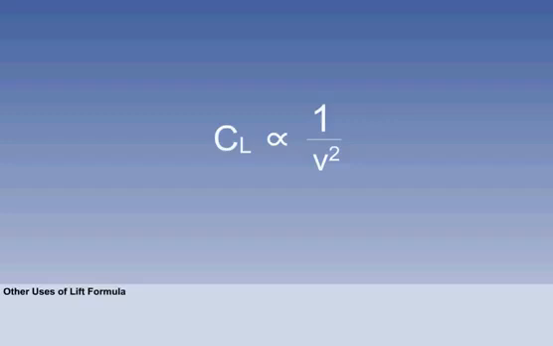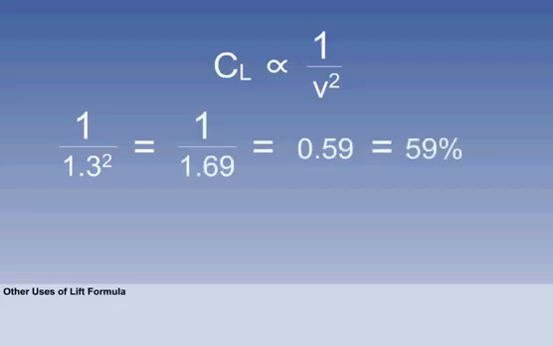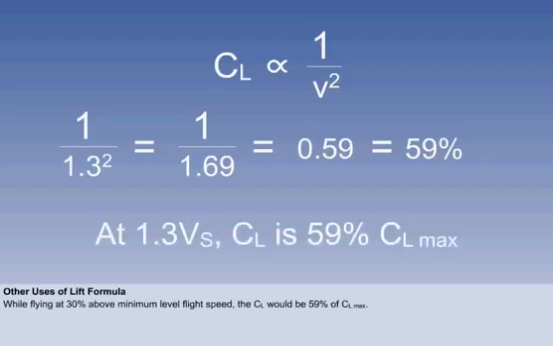30% above can be written as 1.3. So 1 over V squared becomes 1 over 1.3 squared. This equals 1 over 1.69, which is 0.59 or 59%. So, while flying at 30% above minimum level flight speed Vs, the CL will be 59% of CL max.